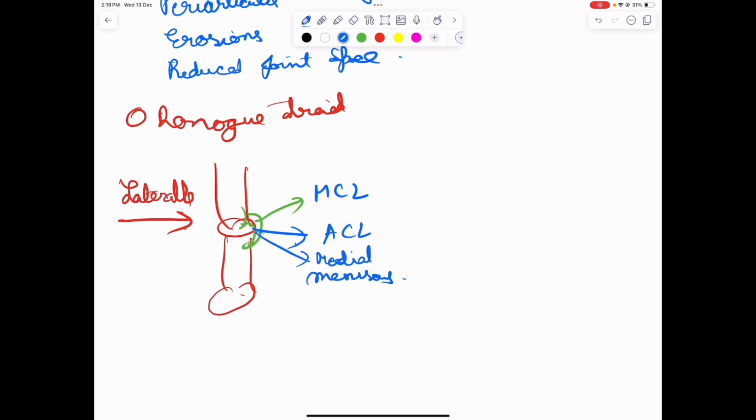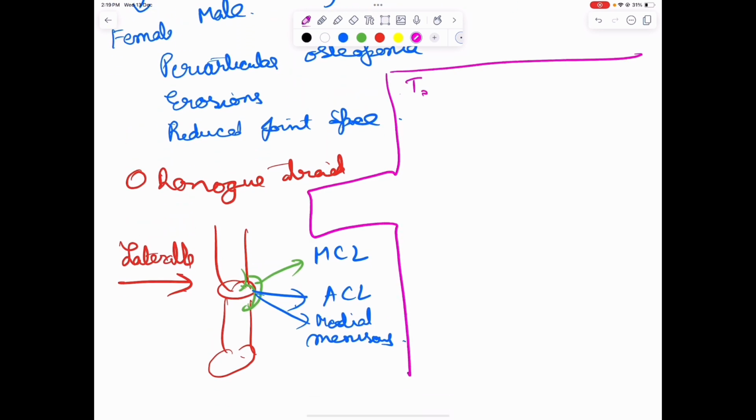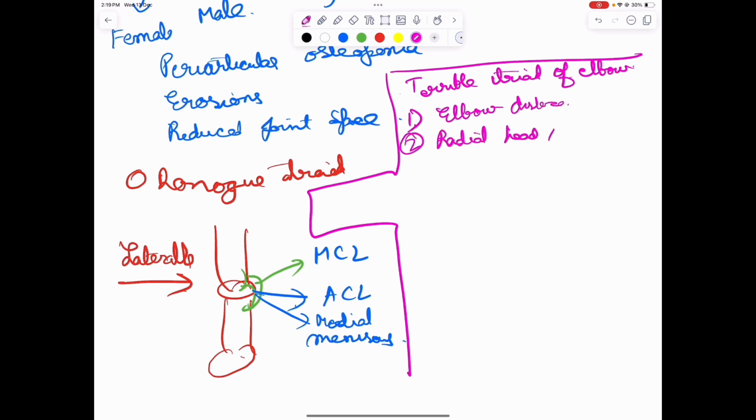Now we move on to the terrible triad of the elbow. In the terrible triad of elbow, you should remember that there is elbow dislocation, radial head fracture and coronoid fracture. So why is it happening? See, in this also the three-part constant thing remains. So now what we should remember is that the humerus is kept in attachment with the forearm.